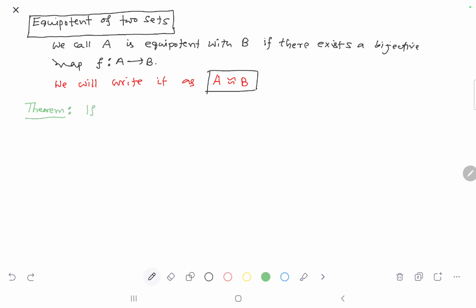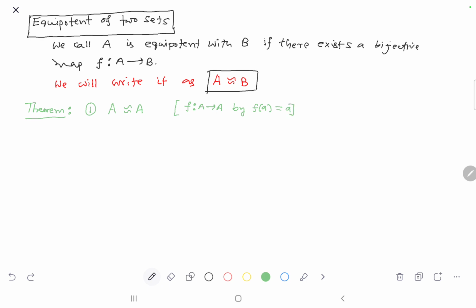So the first theorem is this: any set A is equipotent with itself. Fine. So what will be the bijective map from A to A? You can define a map, call it f, from A to A by f of a equals a. The identity map, right?